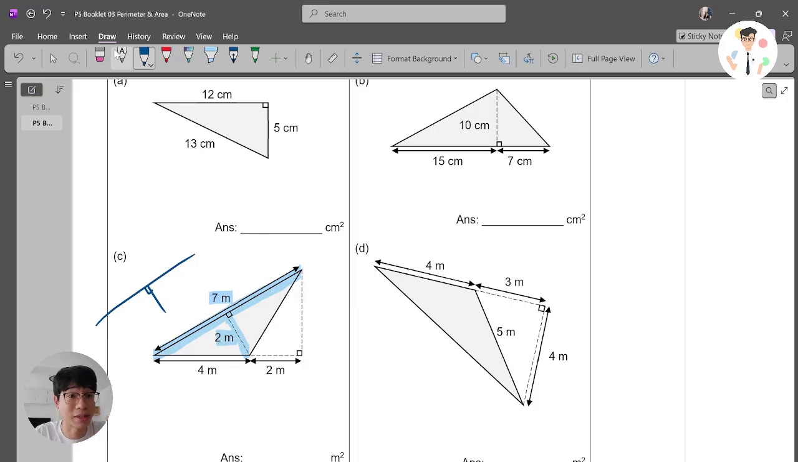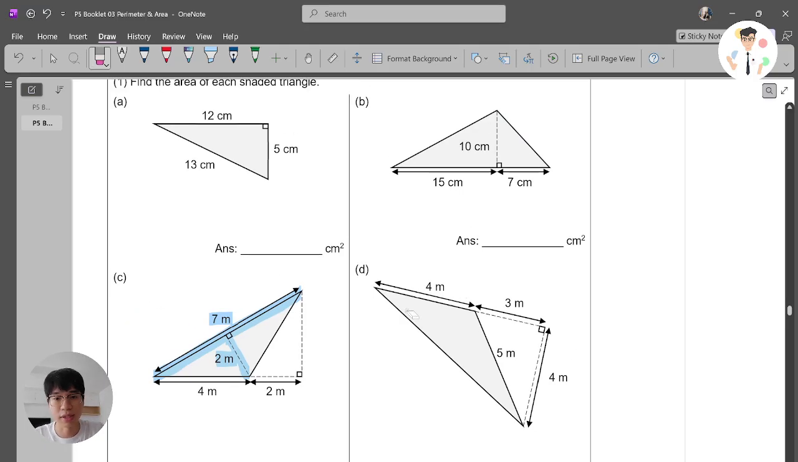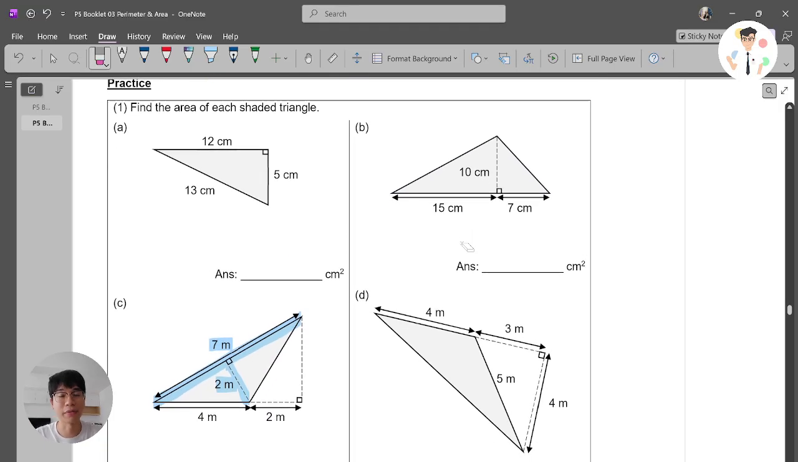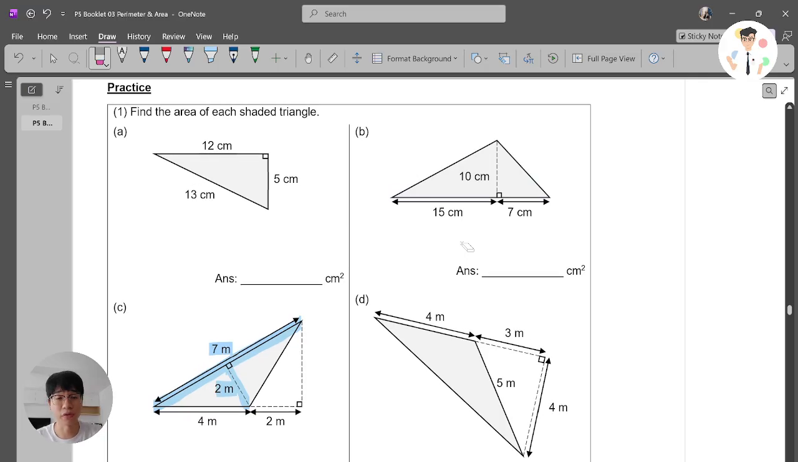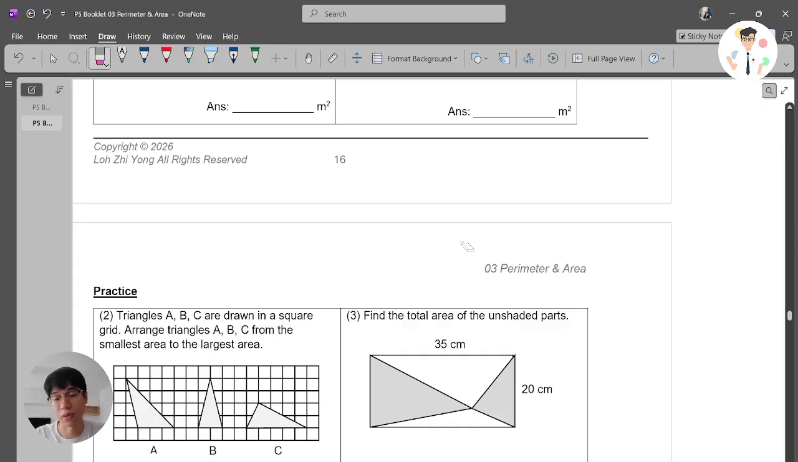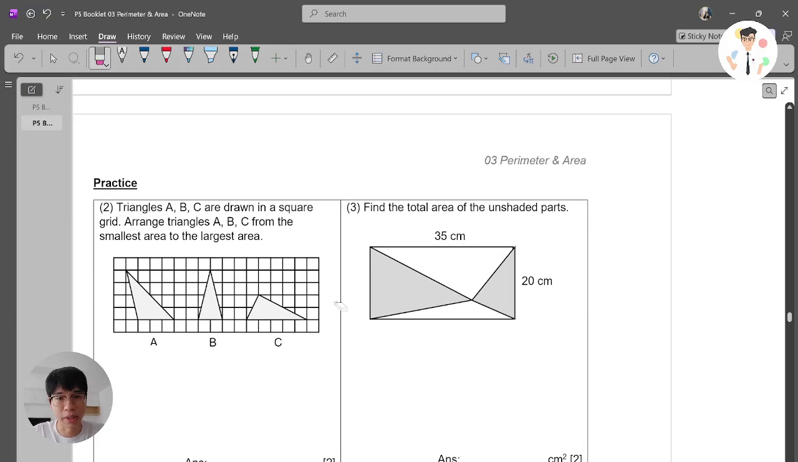Okay, so this is something that's important to take note. As you can see, these are some of the pictures that are important for you to take note of, on how the base and the height can look. Now I just want to refer to picture number three, question number three here.